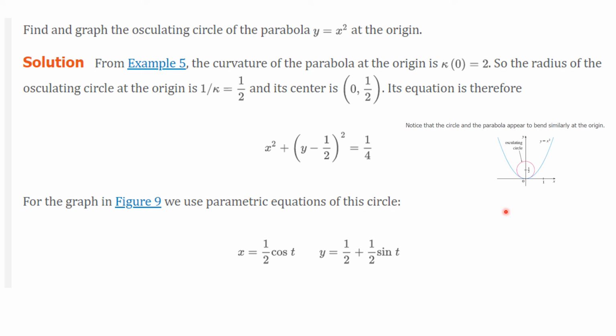And we could also use parametric equations for this, and these would be the parametric equations for that circle. x is equal to 1/2 cosine t, and y is equal to 1/2 plus 1/2 sine t.